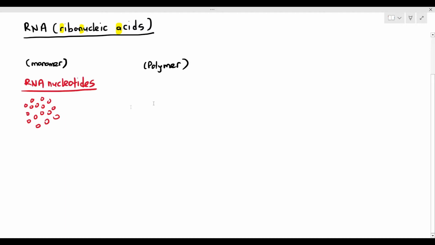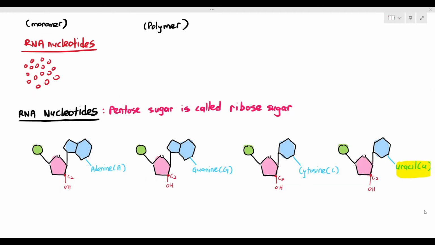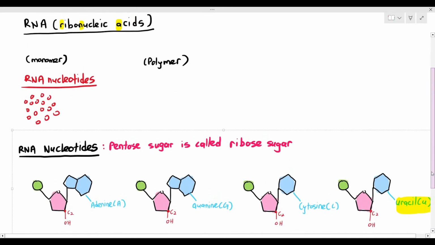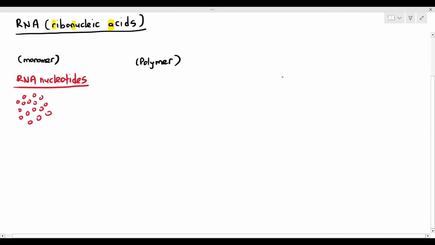So let's look at RNA nucleotides. RNA nucleotides, over here, if you remember, the pentose sugar is called a ribose sugar, where at carbon number 2, they have the OH groups, and there are four types of bases in RNA nucleotides: adenine, guanine, cytosine, or uracil. They don't have thymine. And they also have the phosphate groups. Each of them have the phosphate groups, which I have labeled in green.